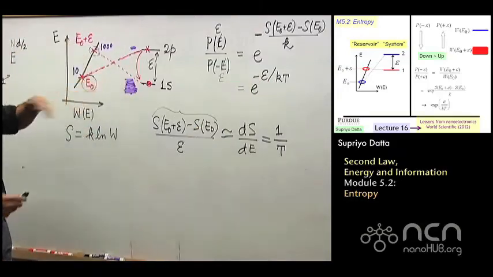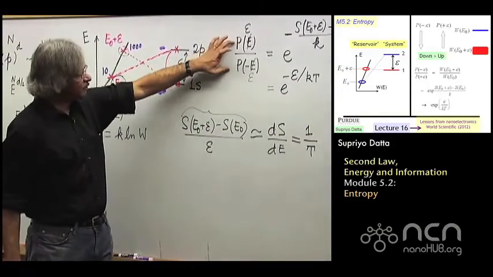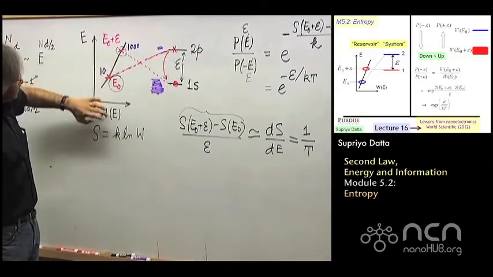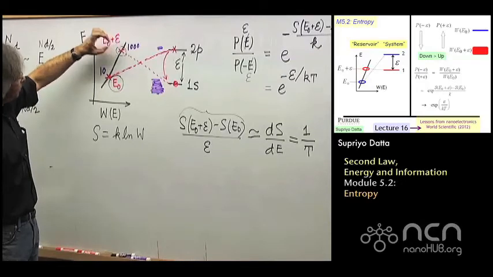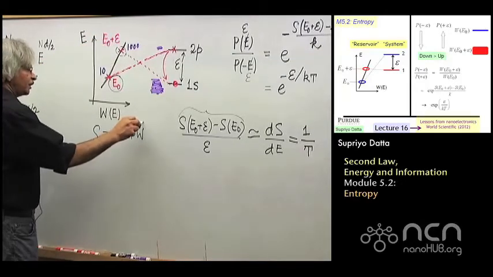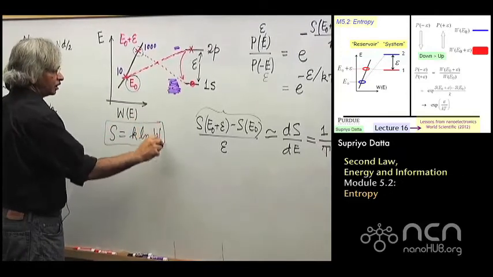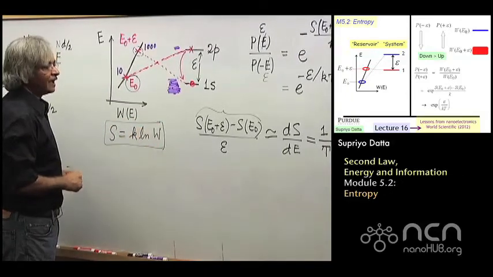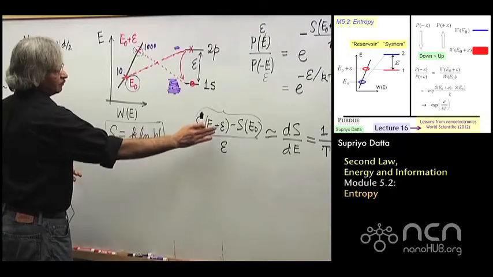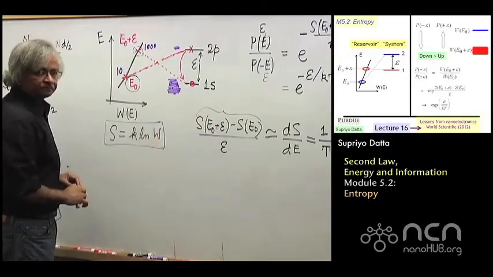But the basic point is that the reason absorption is different from emission, one is more than the other, is because this density of states, this W, is bigger here than here. And what you define is this quantity, entropy, which is proportional to log W, and temperature is this derivative of dS with respect to E.